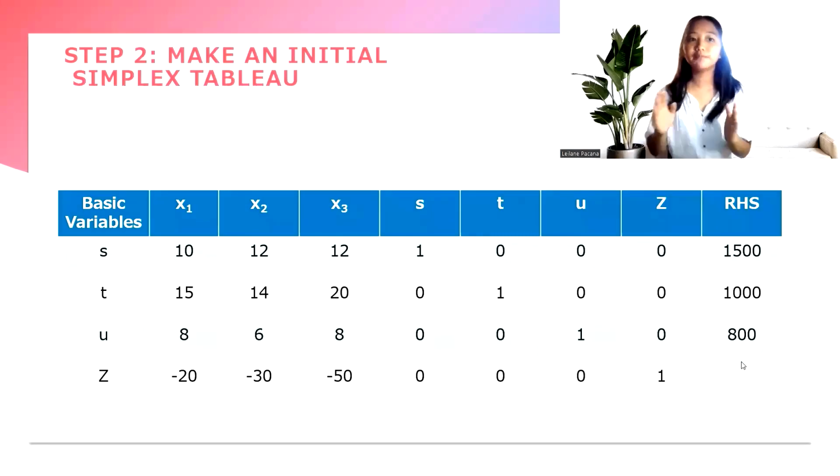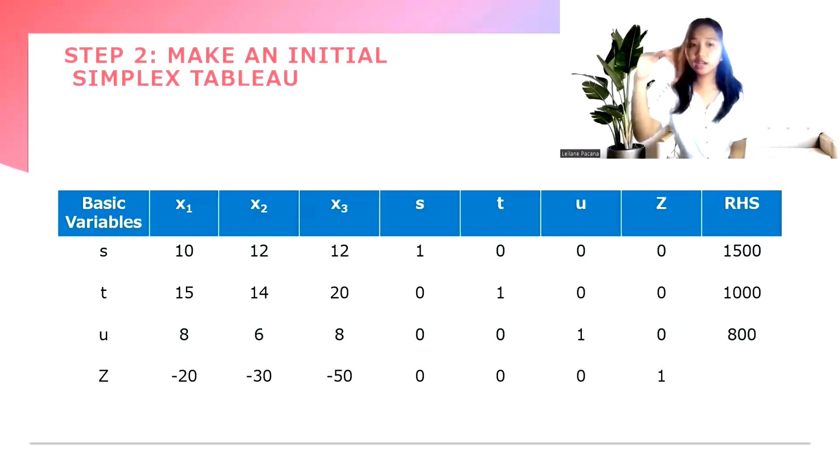Next is to make an initial simplex tableau. So how do we do this? We have to put all of those linear equations into this table. That's simple. We just have to put it all in this table. From our left column, these are the basic variables. We have the S, T, U, and our Z. These are the slack variables and our profit.